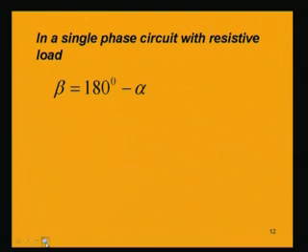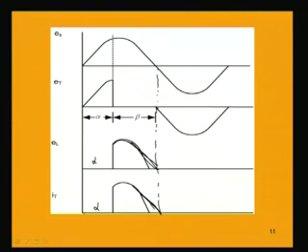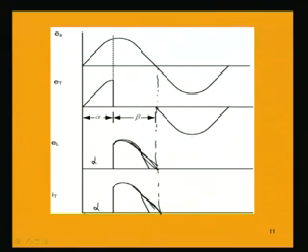And as we are using a resistive load, it is very obvious in the figure that beta is equal to 180 degree minus alpha. Alpha is the non-conducting angle, and the conducting angle beta is equal to 180 degree minus alpha. Alpha plus beta is equal to pi. That is because of the fact that we are using a resistive load.